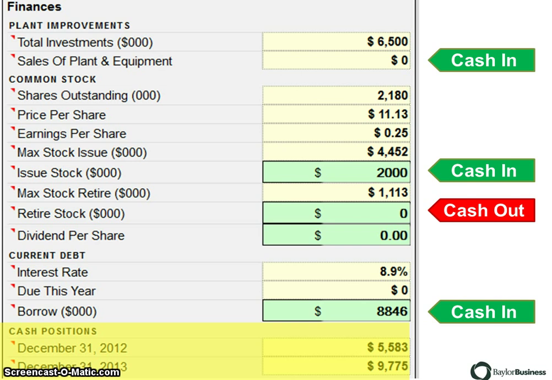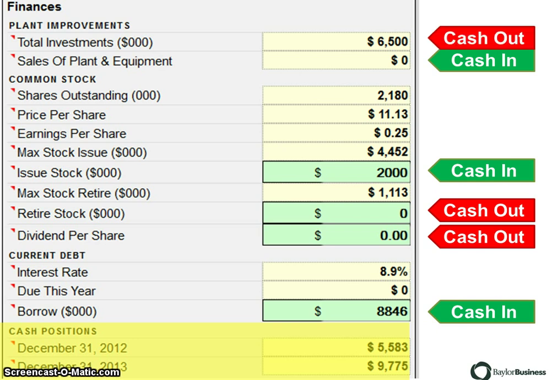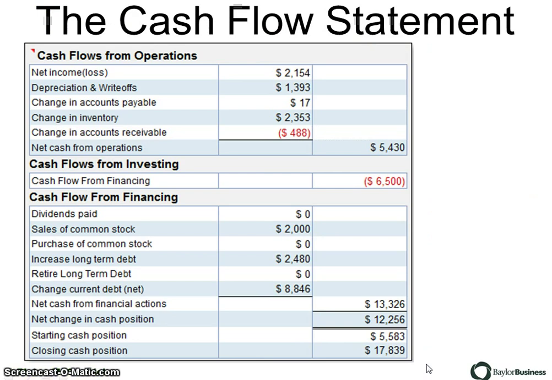But we also have cash going out. If we buy back stock and retire stock, that's cash going out of our account that buys that stock. If we give a dividend, which we're not here, that's real cash leaving our organization. Or we did buy $6.5 million in plant and equipment. That's real cash going out. And so if we have a starting balance and we look at the cash coming in and the cash going out, we can figure out what our closing cash balance is, and that's really the cash flow statement.